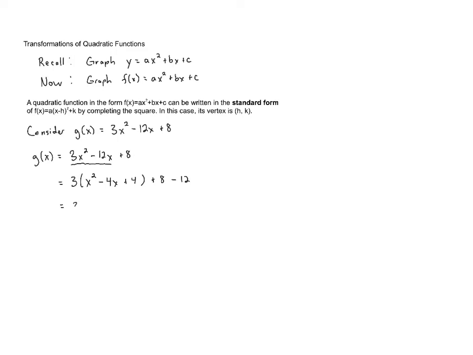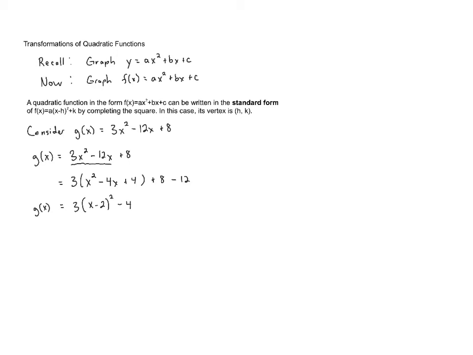And now we can factor this perfect square trinomial. It becomes x minus 2 squared. And then on the outside, 8 minus 12 is negative 4. So we've got 3 times the quantity x minus 2 squared minus 4. And this is our function g of x.